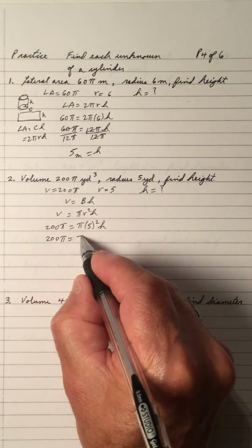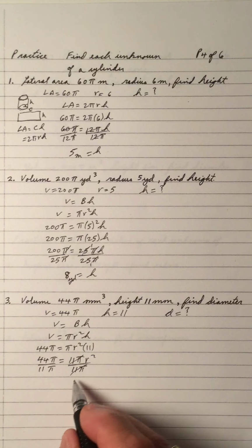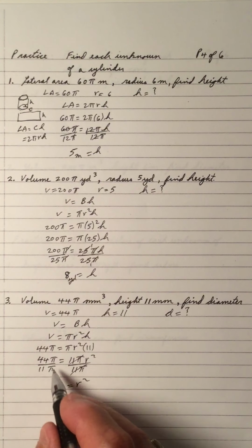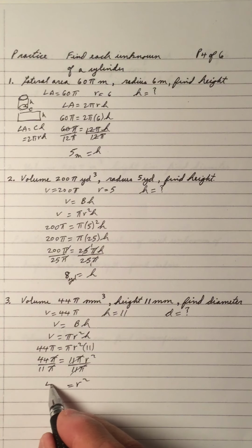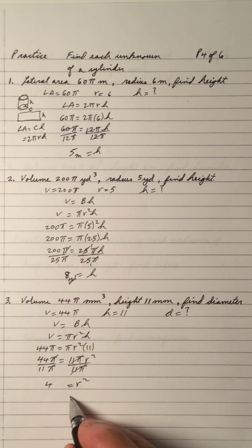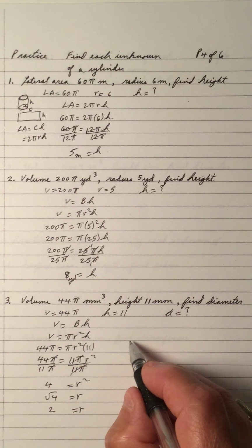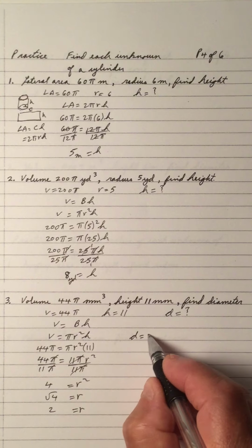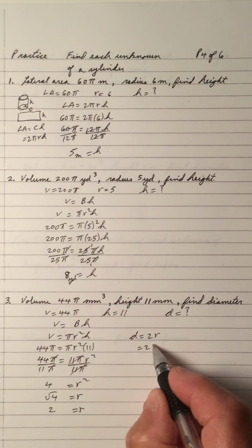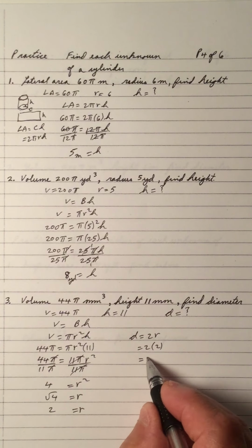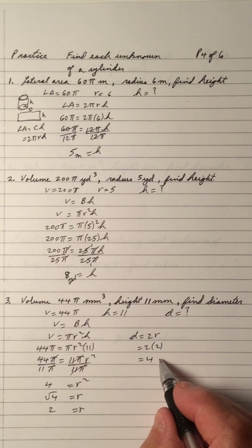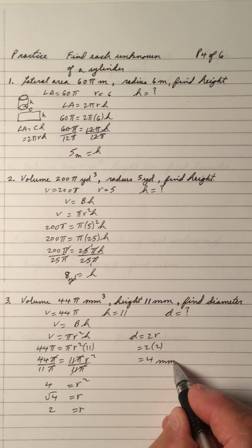And the pi's cancel, so we get r squared. Pi's cancel, and we get a 4. 44 divided by 11 is 4. r is the square root of 4, so r is 2. So your radius is 2, and that means your diameter is twice your radius. So the radius is 2, so your diameter is 4. So the answer is 4 millimeters, because that's your units.